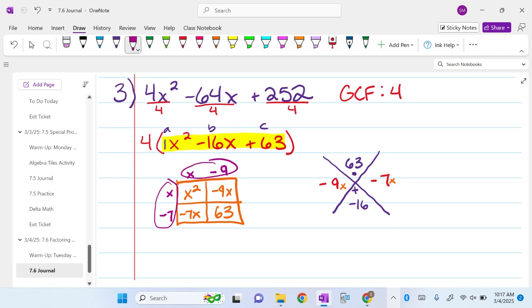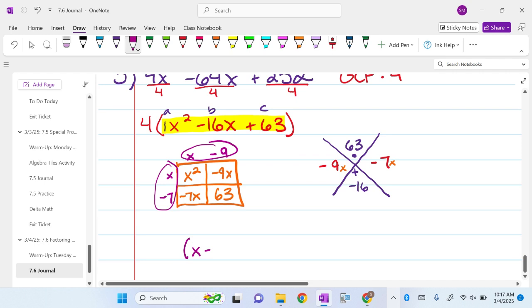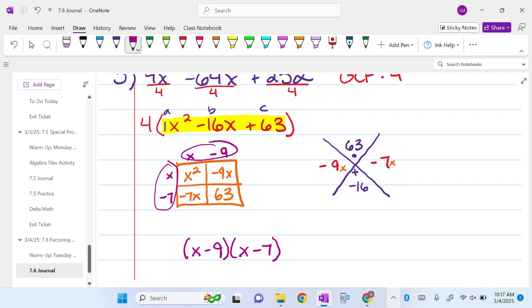So here are my two factors. So I have x minus 9 times x minus 7. And what am I missing from my final answer? The GCF of 4. So I'm going to bring that down. Yep, always got to bring down that GCF. And that's my answer.